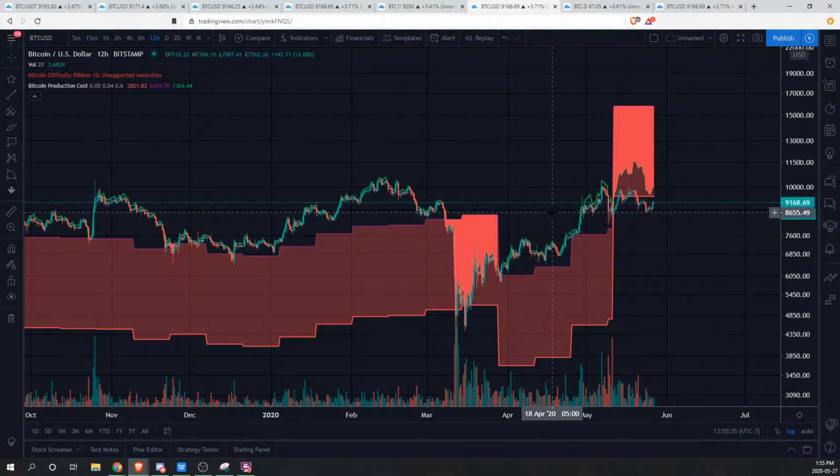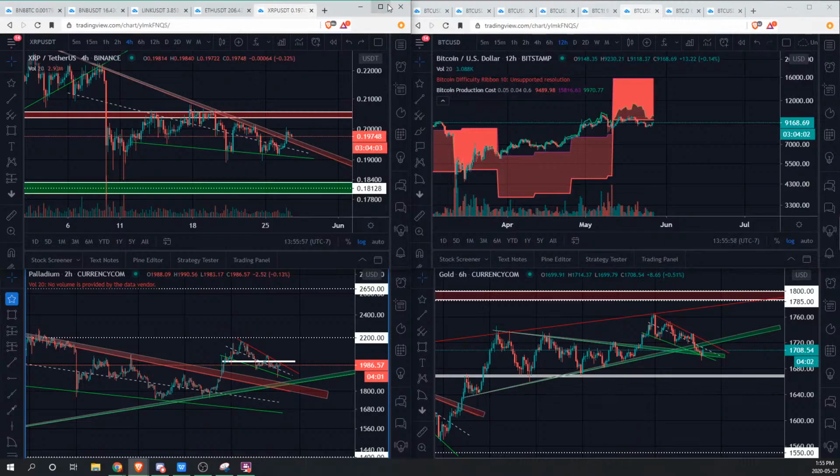So if you don't know about XRapid and XCurrent, look those up. Ripple has 2 different products. One's for institutions, one's for retail. If you're buying XRP, you're not buying the institutional instrument that they're using. So definitely look that up. But in terms of the technical standpoint, I think XRP is actually weak in terms of relative strength. So let's look at that right now.